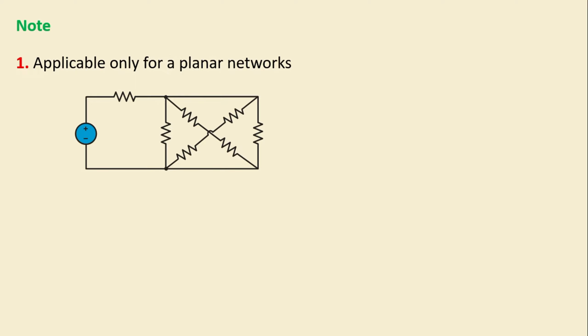Before we apply those steps, there are a few important points you need to know. The first one is that the mesh analysis method is applicable only for planar networks. This, for example, is a non-planar network. Why? Because we see this branch cuts the other branch. Non-planar because we don't have the whole network in one plane.